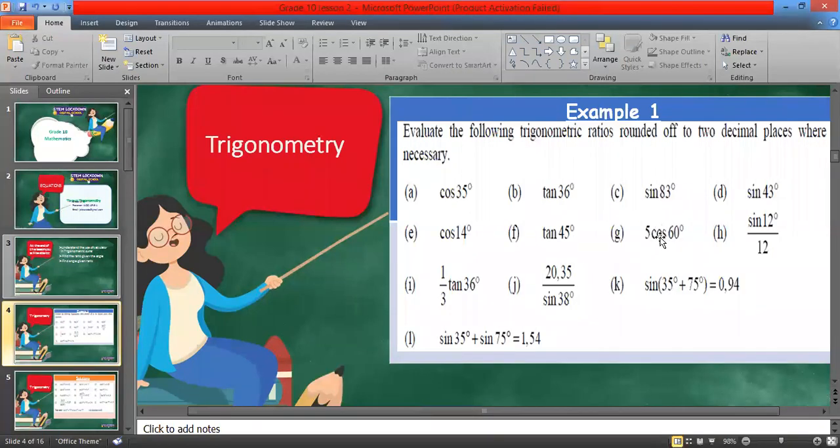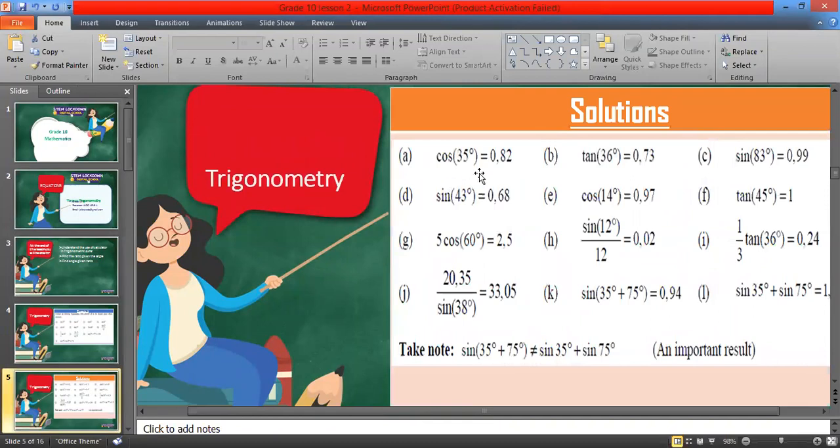If you look at 5 cos 60, you just have to press 5, then punch cos 60, then get your answer. And in this case, you should be able to use the button that gives you fraction, and on the top we put sine 12 over 12, and then you simplify this. So for example, how do you punch this? Use your fraction button where we have 1 over 3, then punch your 10 and 36, and then you get your answer. The same thing applies to the rest of them.